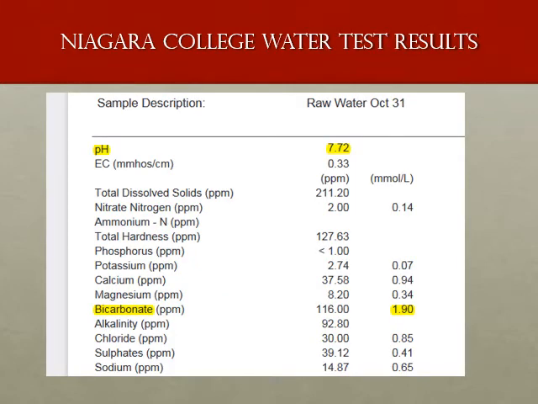This is a snapshot of bicarbonates in a water test from Niagara College. This is about 5 years old, but it's city water, so it's pretty constant. And we're looking at around 1.9 millimoles of bicarbonates in our water. And the pH is 7.72. We don't want that. We want the pH down closer to 5.6.